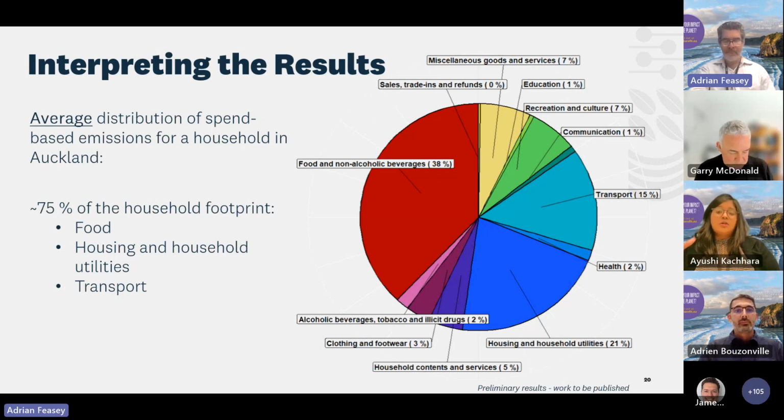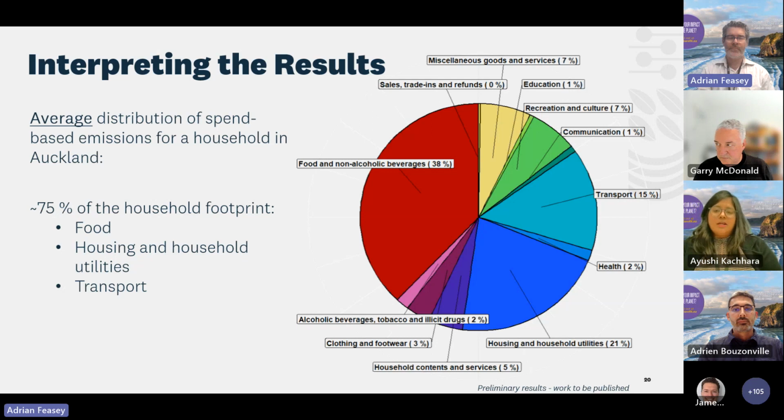It also shows some of the other things like recreation and culture, which includes things like domestic air transport, or clothing and footwear, miscellaneous goods, which includes things like personal care, jewelry, watches. Buying of furniture, oh sorry, that's actually household contents. But yes, it gives a general overview of where people are spending and its impact on emissions.